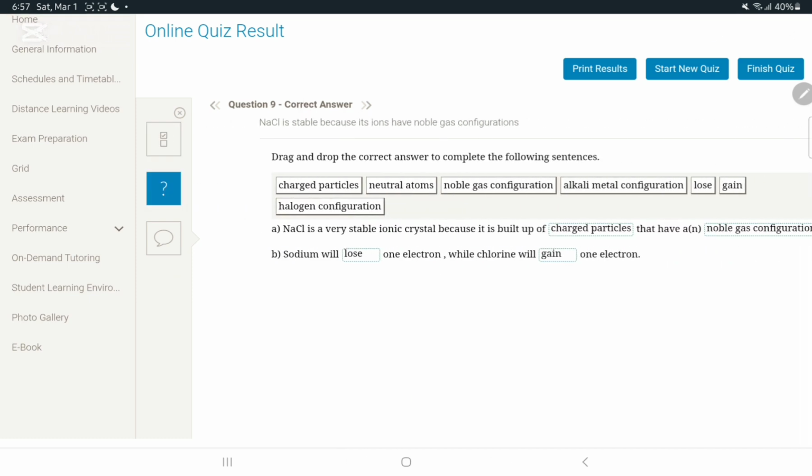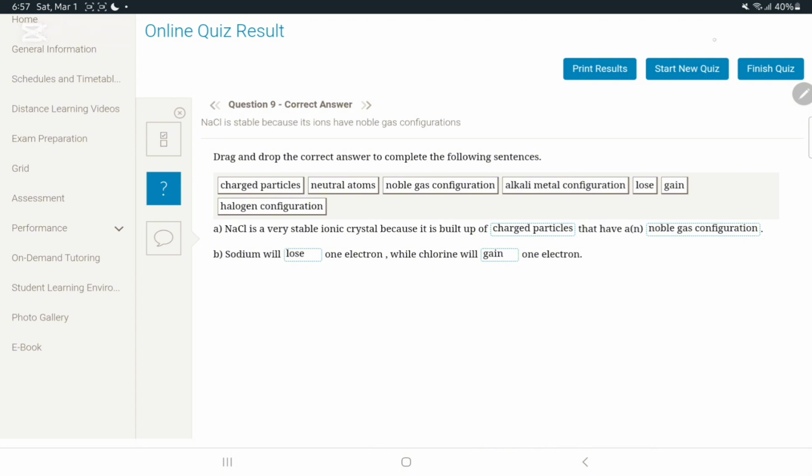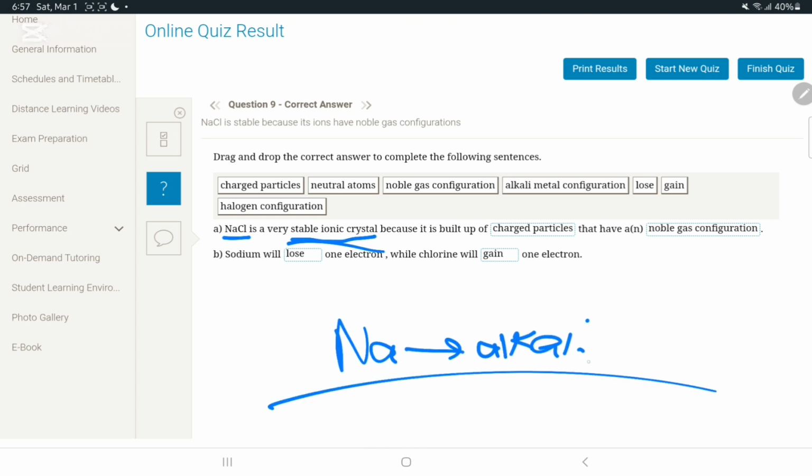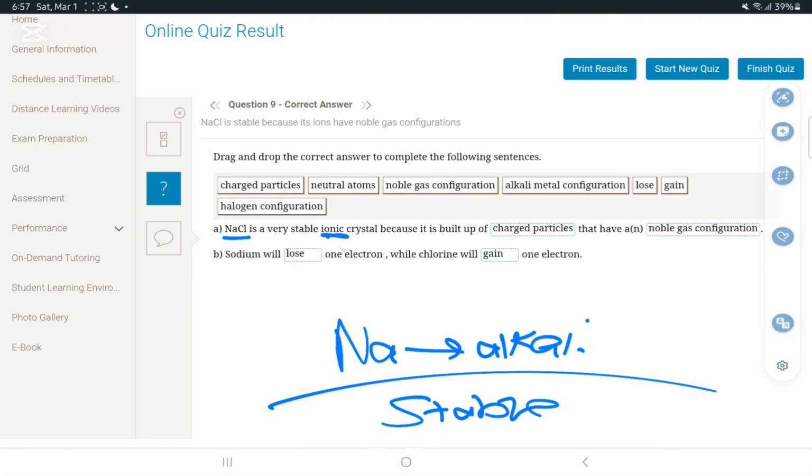But just know that it's between groups 2 and 13. Okay. NaCl, sodium chloride, is a very stable ionic crystal. Although it's not made up of noble gases, it is a stable ionic crystal since Na is alkali, right? So it's stable, and it's a crystal. Since it's an ionic compound, it's a crystal.